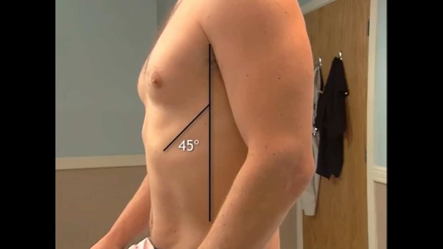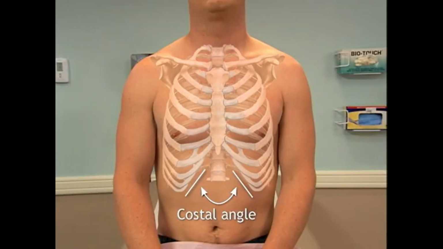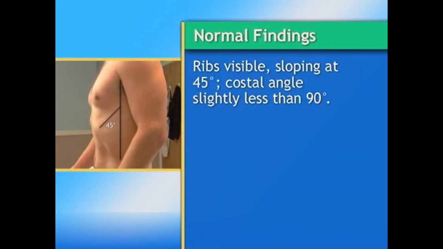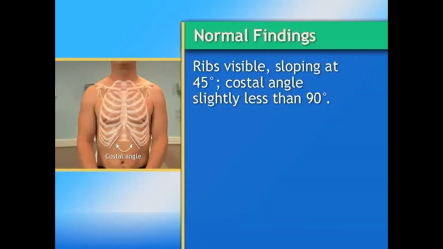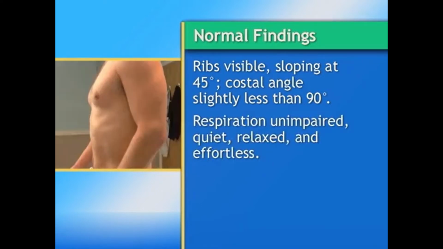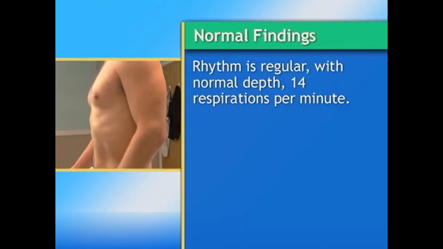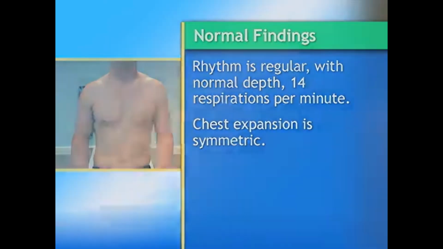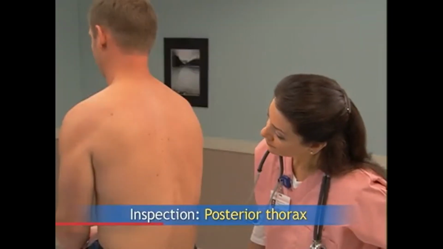Although ribs are not visible in most people, those that are slope at approximately 45 degrees. The costal angle is typically within 90 degrees. Ribs visible, sloping at 45 degrees. Costal angle slightly less than 90 degrees. Respiration unimpaired. Quiet, relaxed, and effortless. Rhythm is regular with normal depth, 14 respirations per minute. Chest expansion is symmetric. Next, inspect the posterior thorax.